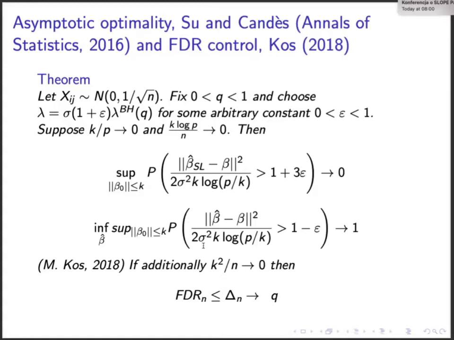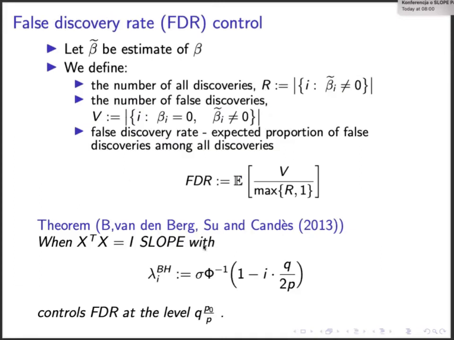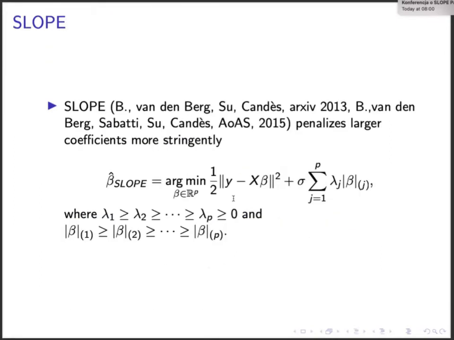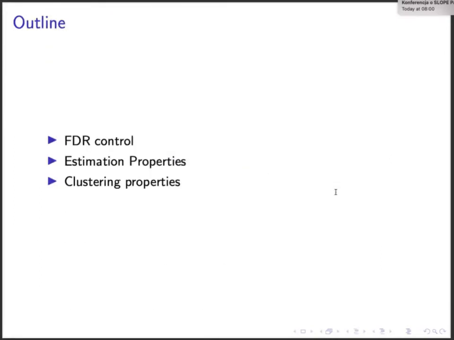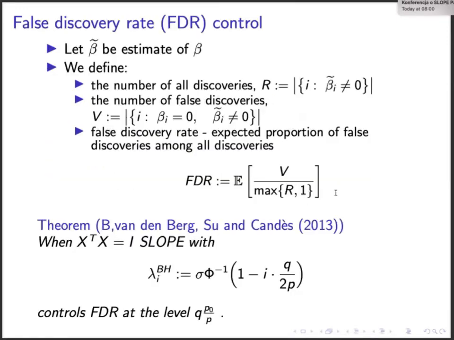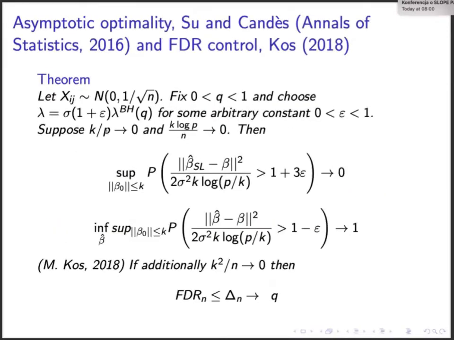Let me just recall what sigma is. I didn't write the model. We assume that our data are generated from the regression model, and sigma is the variance of the epsilon term. I'm sorry that I skipped this definition. So here, sigma k log p over k, this is the minimax rate, the best possible rate which we can attain with any estimator, and slope actually attains this rate.